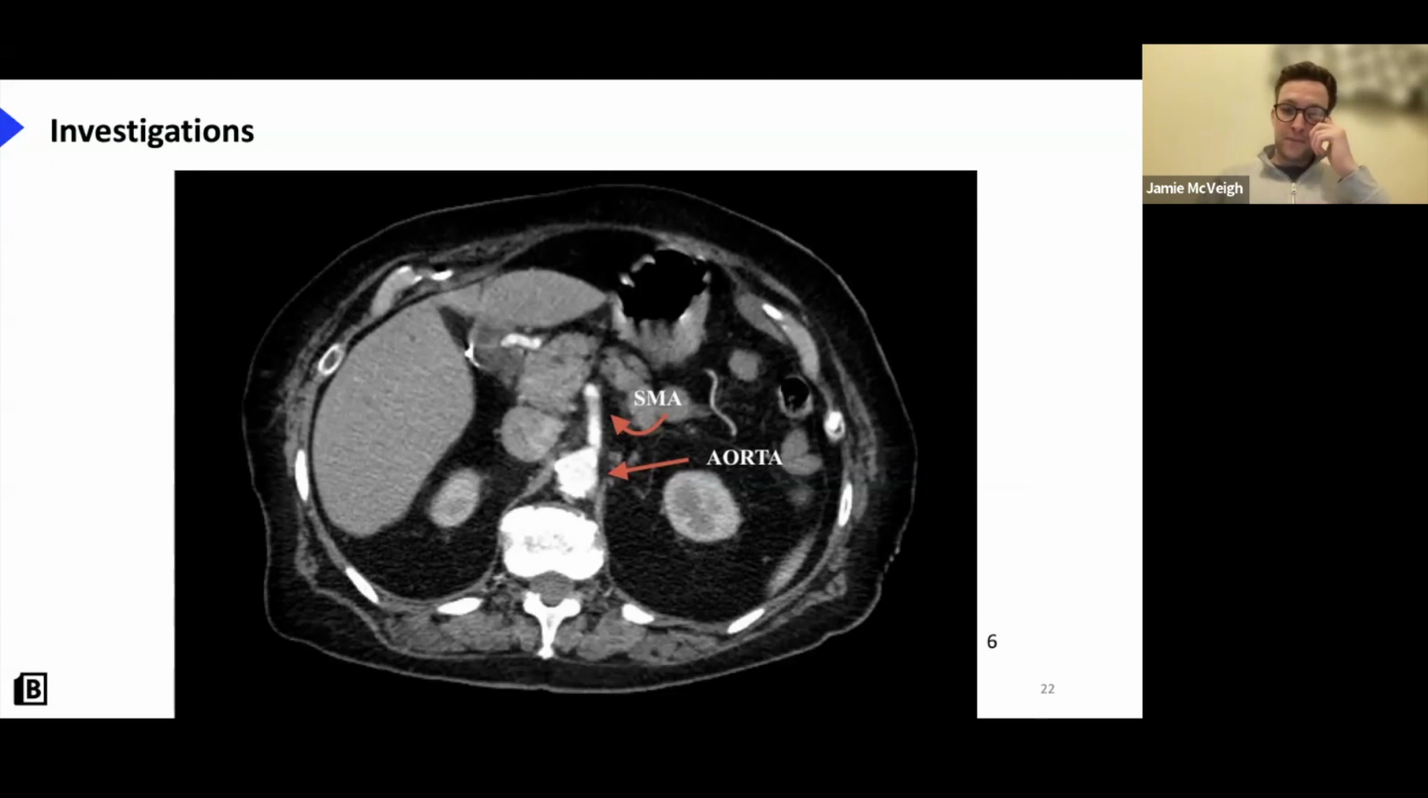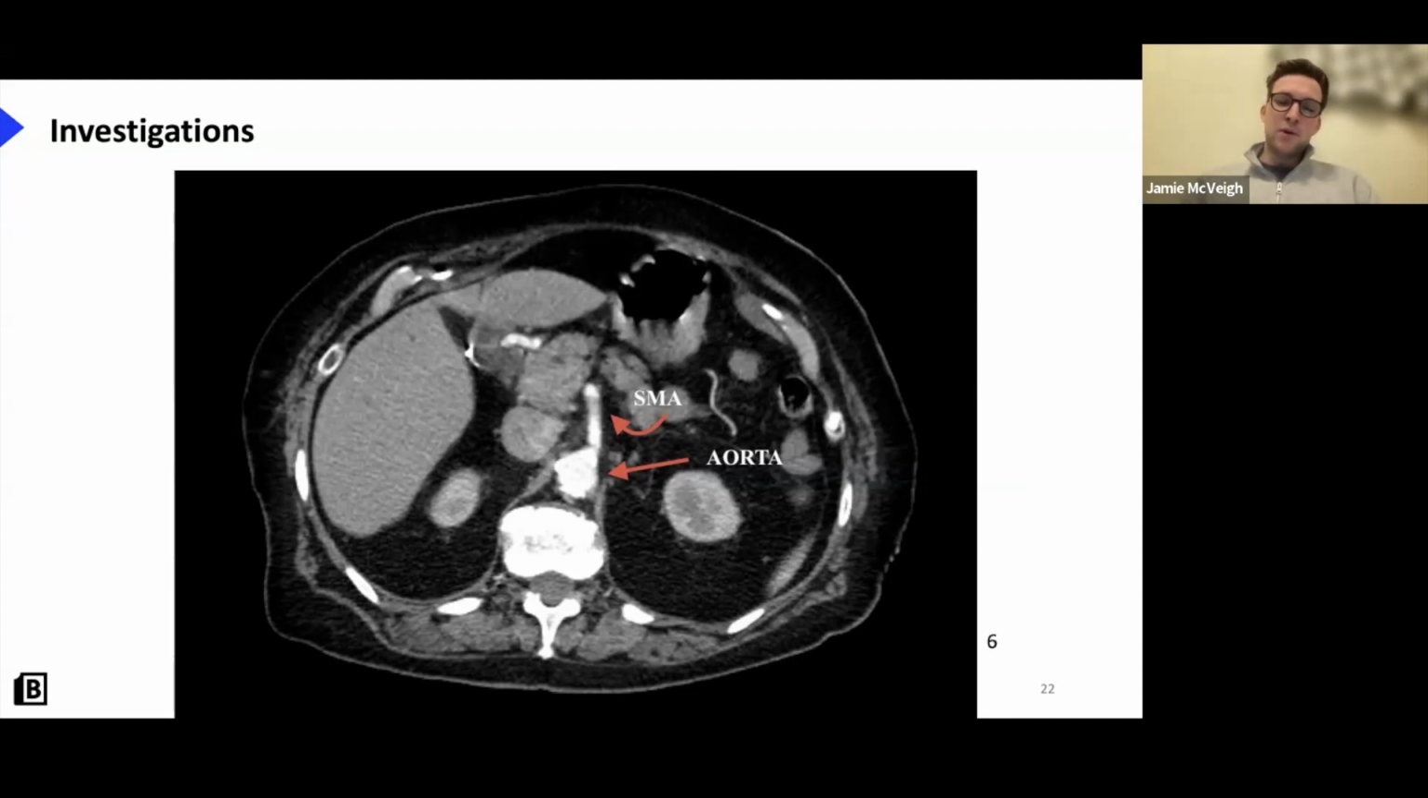So if you see a thrombus like this, you can treat it with treatment dose dalteparin, but more commonly you need to get the vascular surgeons involved to perform an embolectomy, and they can actually go in and remove the embolus itself.